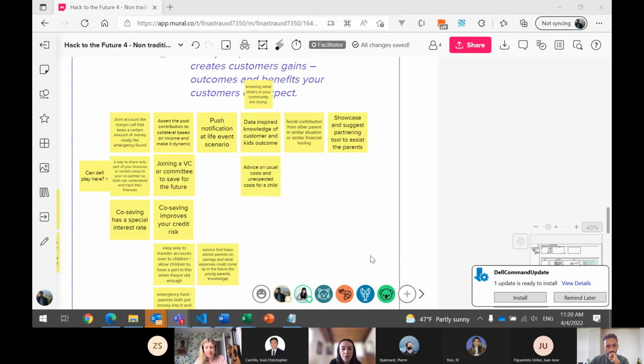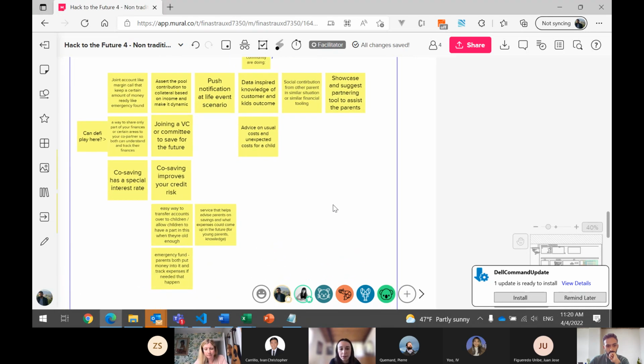Yeah, and also a couple different thoughts on this, you know, unexpected costs, like advice on unusual costs, as well as maybe an emergency fund. So this unexpected, how do we help support that?